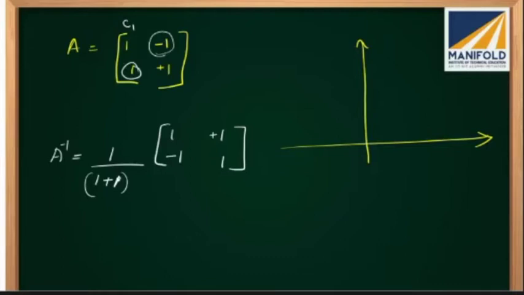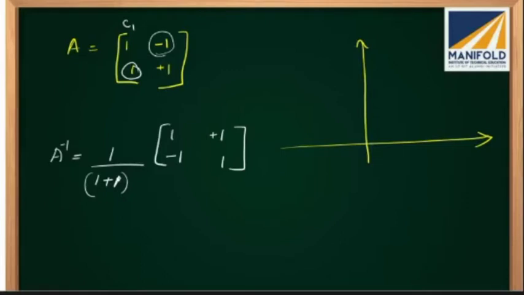You just keep the diagonal. So you just interchange the diagonal elements. You just change the sign of the opposite diagonal elements. That's it. So this is going to be the inverse of this particular matrix, and we'll see what it means in geometry.